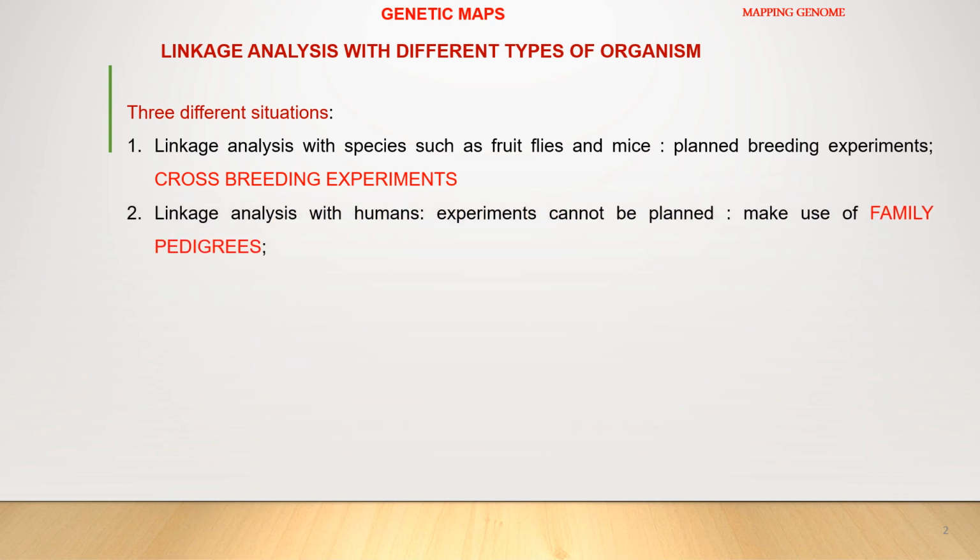Next, there are organisms where experiments cannot be designed, for example in humans. In such cases, we utilize the pedigree data to make the linkage map. The third category is organisms like bacteria, where meiosis does not occur. That is, there is no crossing over to calculate the recombinant frequency. In such cases, we use interrupted mating experiments for mapping the genes.